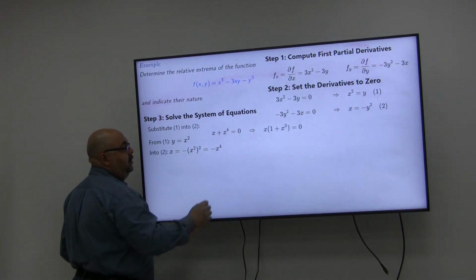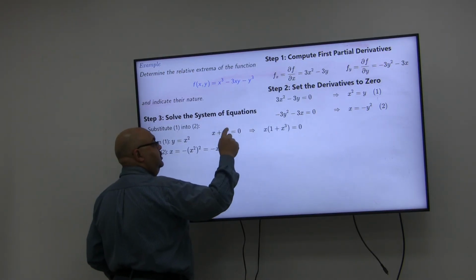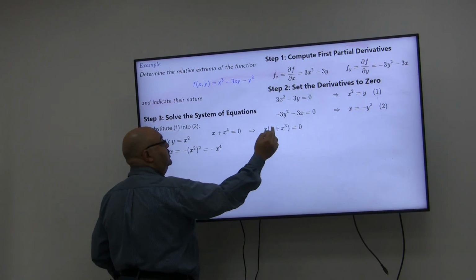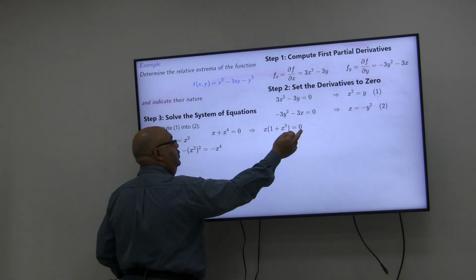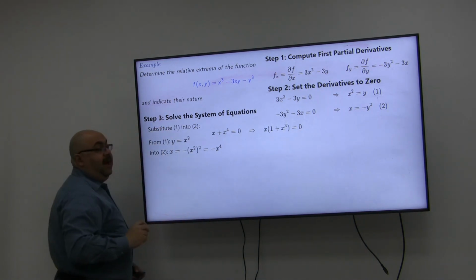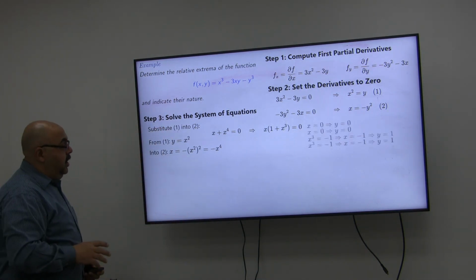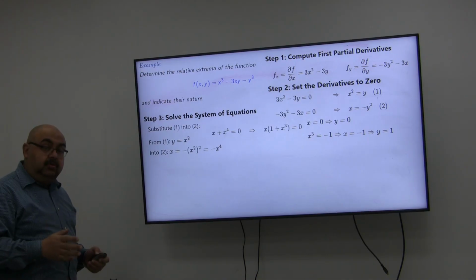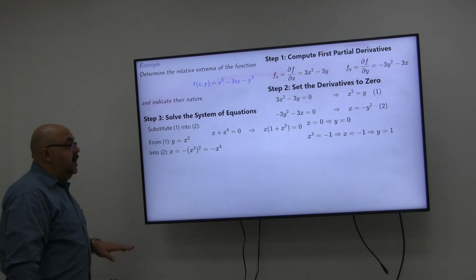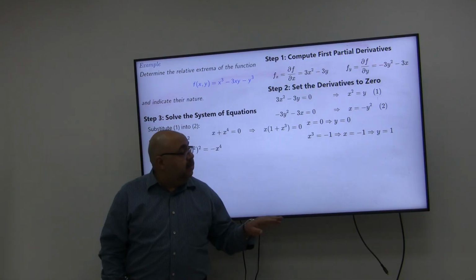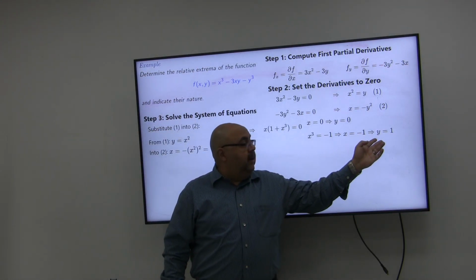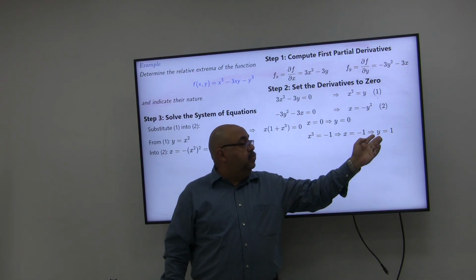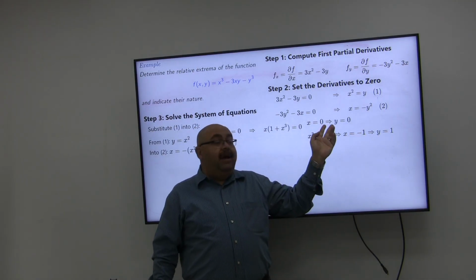Put them all together on one side. So it's x plus x to the power of 4 equal to 0. Take x as a common factor. You will have x times (1 plus x to the power of 3) equal to 0. Which means either x is equal to 0 or x cubed is equal to negative 1, which means x equal to negative 1, and once x is equal to negative 1, y is equal to positive 1.